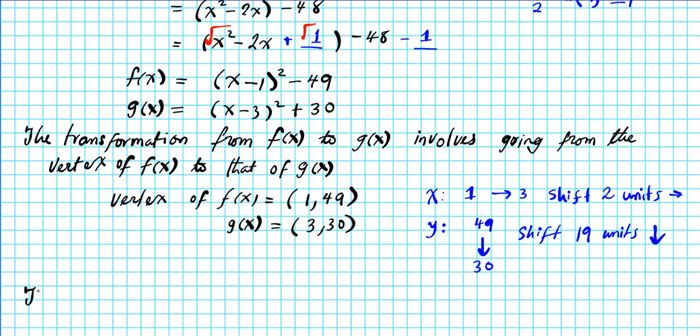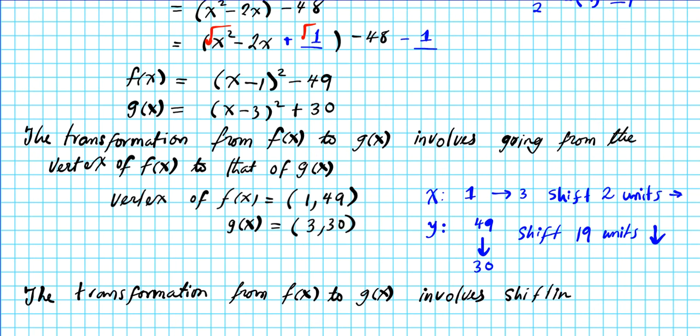Okay, so let's write down the answer. The transformation from f of x to g of x involves shifting 2 units to the right and 19 units down. So that will take you to the vertex of g of x.